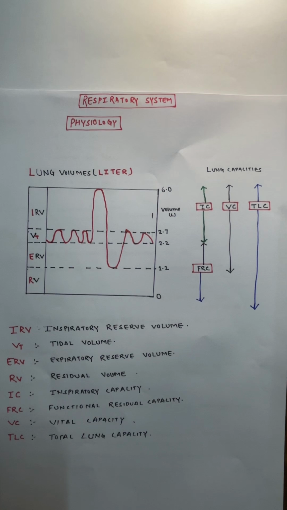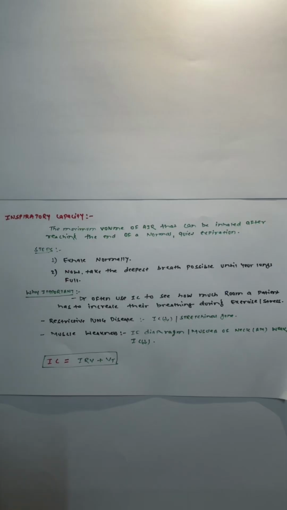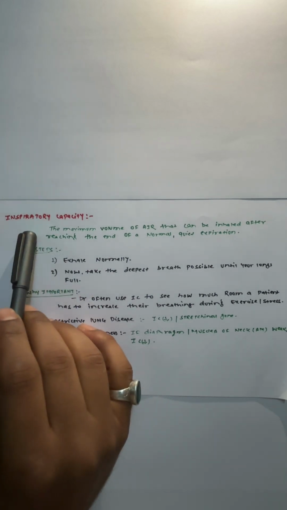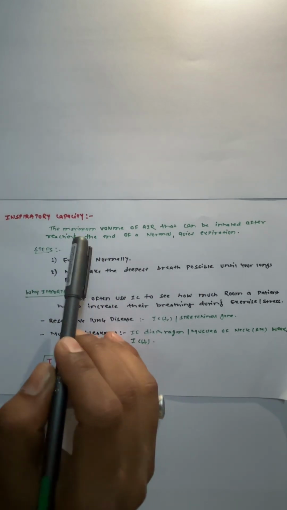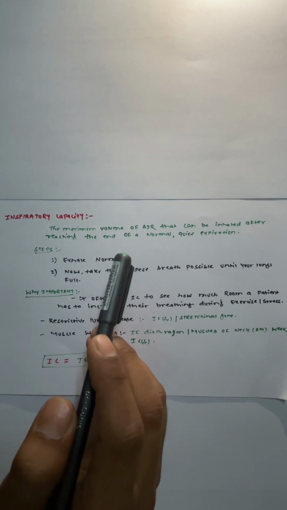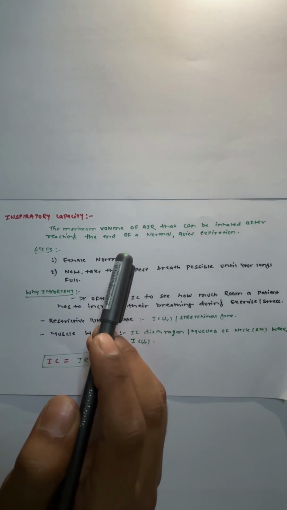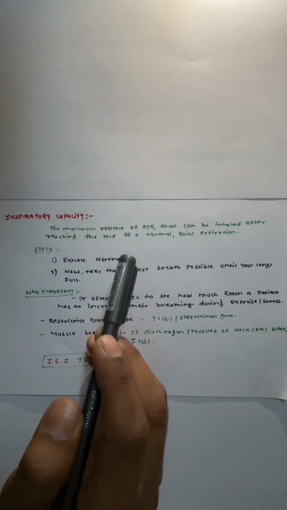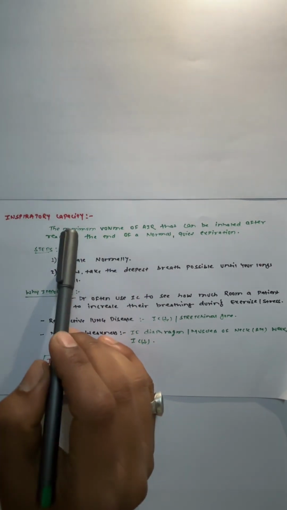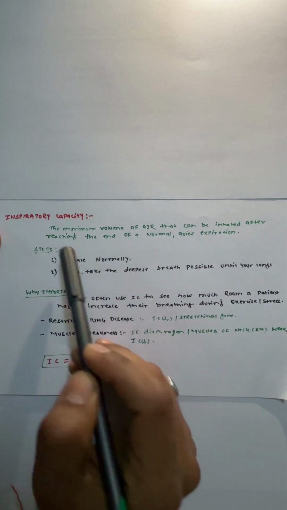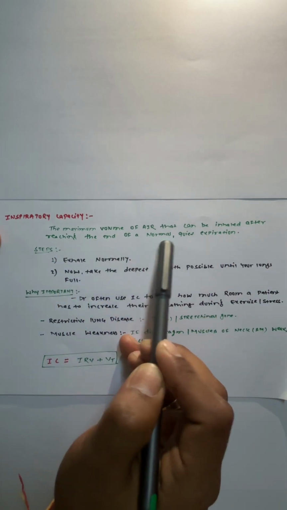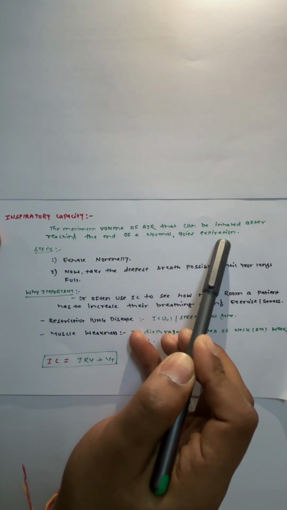So let's start with lung capacity. Let's talk about inspiratory capacity. Inspiratory capacity is the maximum volume of air that you can breathe in after a normal or quiet exhale. It's written here as the maximum volume of air that can be inhaled after reaching the end of a normal or quiet expiration.